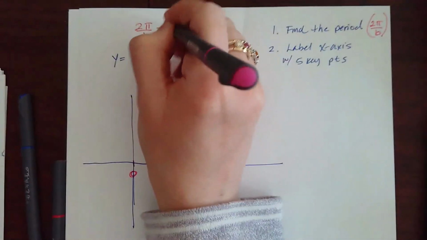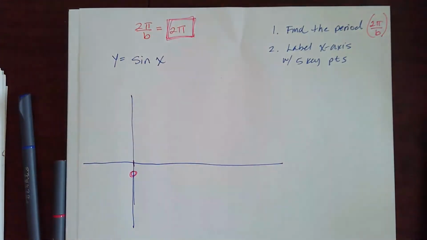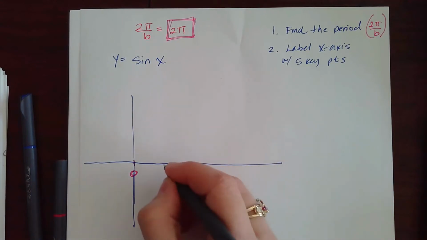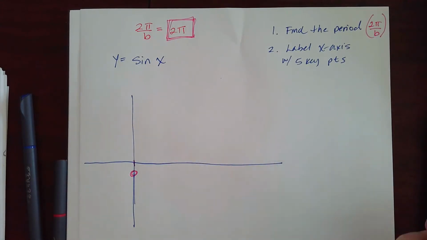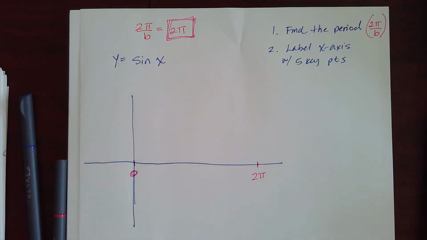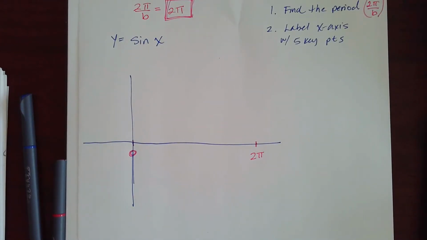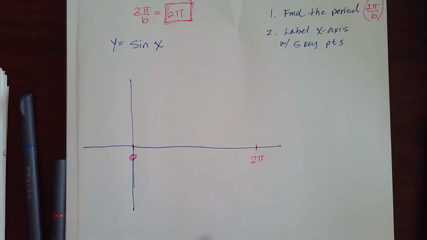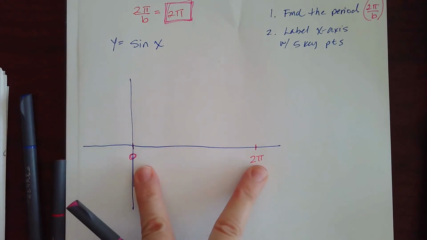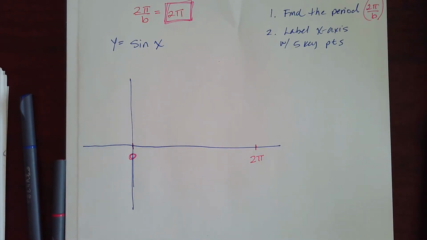Whatever you have for the period, in this case, we found that the period is 2 pi. Pick some distance, and this is where, if you want your graph to be teeny tiny, you would pick a small distance. If you want your graph to be a little bit wider, which I encourage, so you can see it better, pick a longer distance. So pick some distance on your x-axis and label it as 2 pi. What I want you to understand here is that one whole cycle is going to fit from 0 to 2 pi. Because remember, that's what the period is. It's the distance on the x-axis the function travels in one cycle.